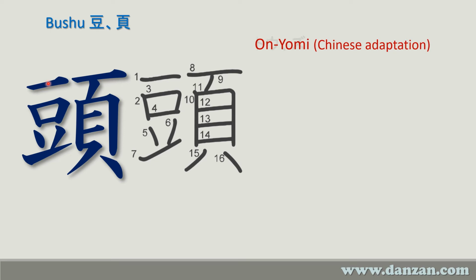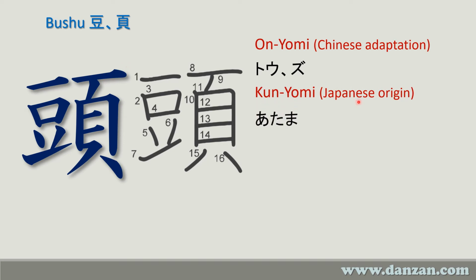Okay, the onyomi is read as either to or zu. To, long o, long u, or zu. The kunyomi is atama, atama, and if you have taken some Japanese or some martial arts, you might recognize atama as meaning the head. So if you're doing some sort of technique to the head, it would be atama.